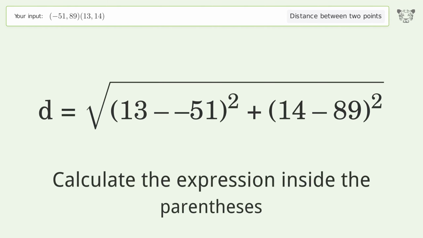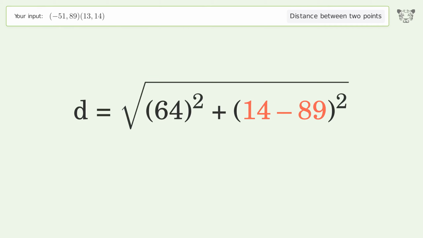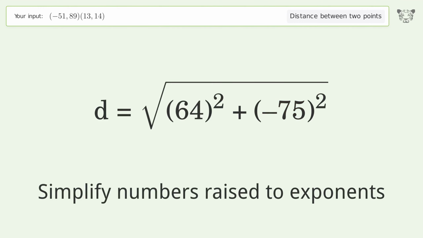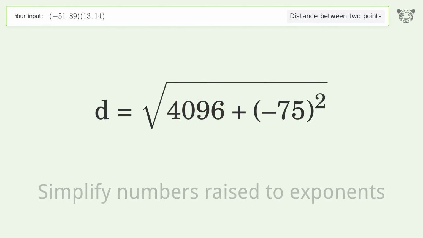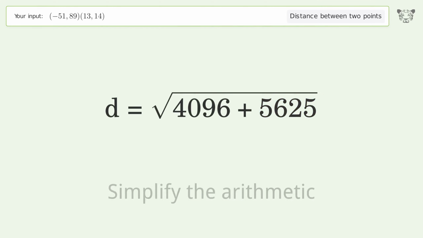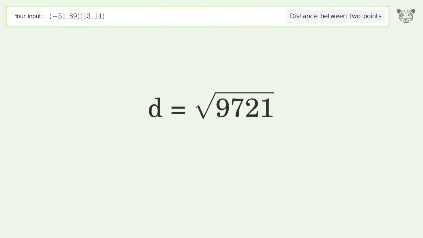Calculate the expression inside the parentheses. Simplify numbers raised to exponents. Simplify the arithmetic. And so the distance between the 2 points is the square root of 9,721, or 98.595.